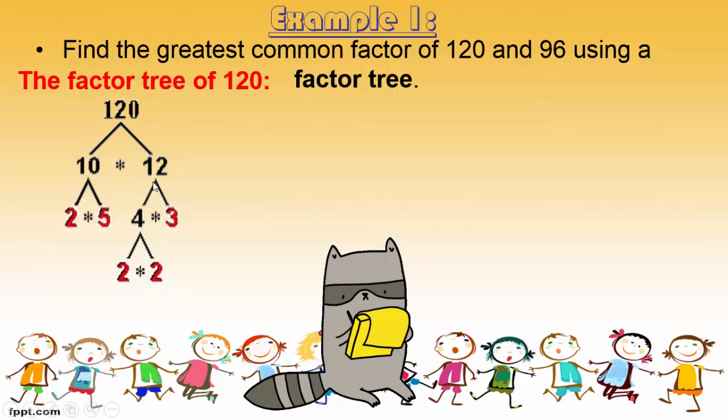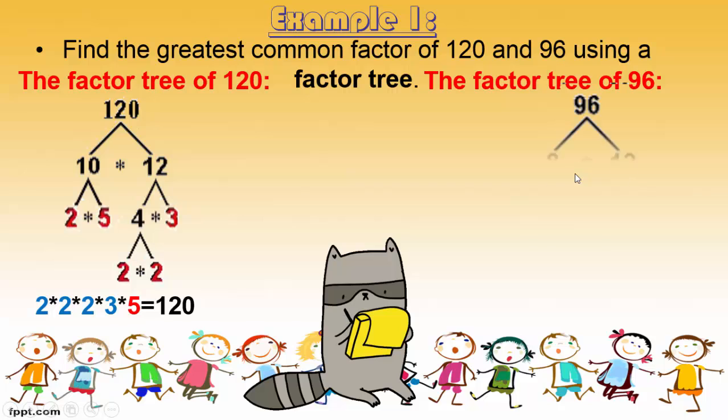For 12, we can factor further into 4 and 3. We have to stop at 3, but 4 can be factored into 2 times 2. So that means in order to get 120, that would be 2 times 2 times 2 times 3 times 5, and that will give us 120.